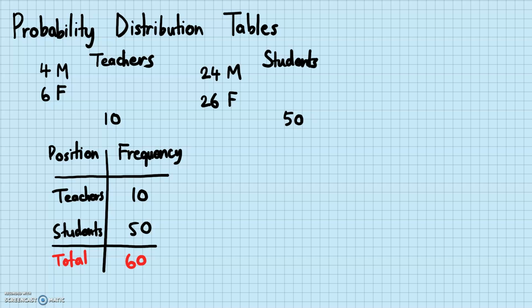But sometimes we don't need the specific number, but we're more concerned about the percentage. So what percent of the school are teachers? What percent of the school are students? Sometimes finding the percentage gives us better information than the specific number. So this is called a probability distribution table. The position stays the same, but instead of putting the frequency, we put the probability.